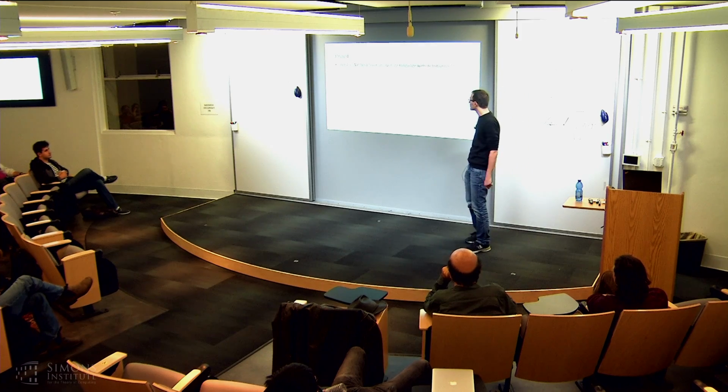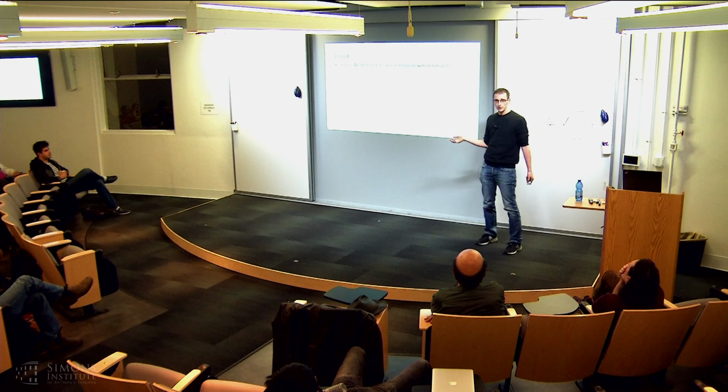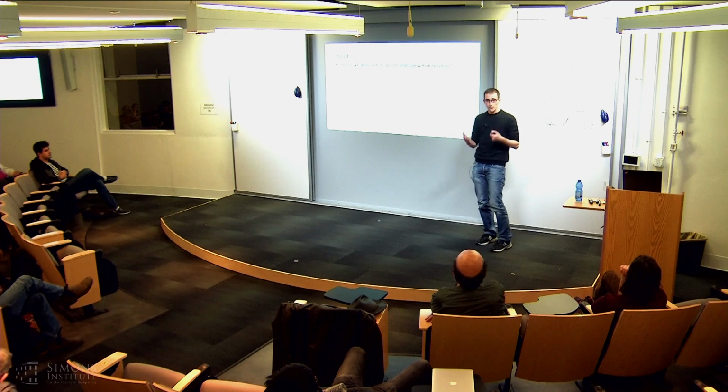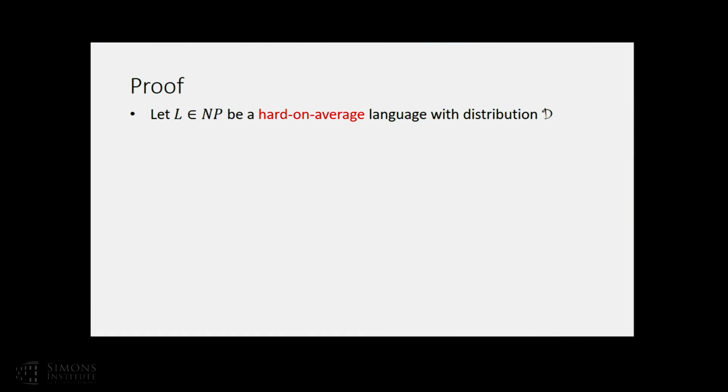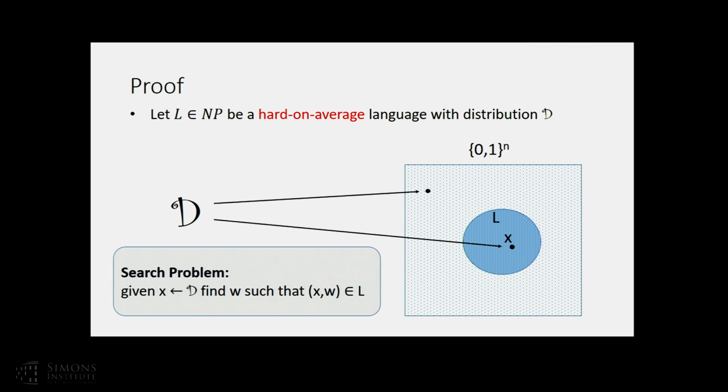Okay. So let's talk a bit about the proof. Give me some language L, which is hard on average. So I have some sampleable distribution over instances for this language L. So this is my world, and this is the language L. And what is a distribution? So I have this fancy distribution D. Sometimes it gives me an element in the language. Sometimes it gives me an element out of the language. And these two cases are hard to distinguish.